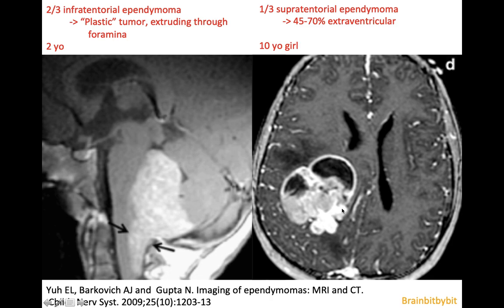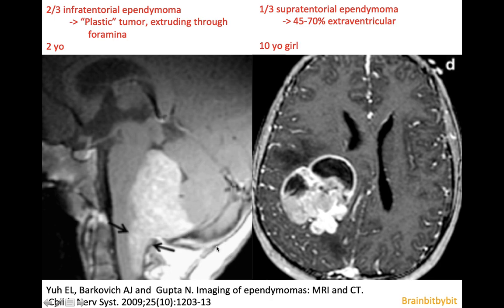The supratentorial ependymomas are often located extraventricular, thought to be derived from remnants or nests of ependymal cells. Supratentorial ependymomas are partly cystic and partly solid. About half of them have calcifications. They're typically quite large at presentation, and if they are located near the cortex, they can present with seizures.